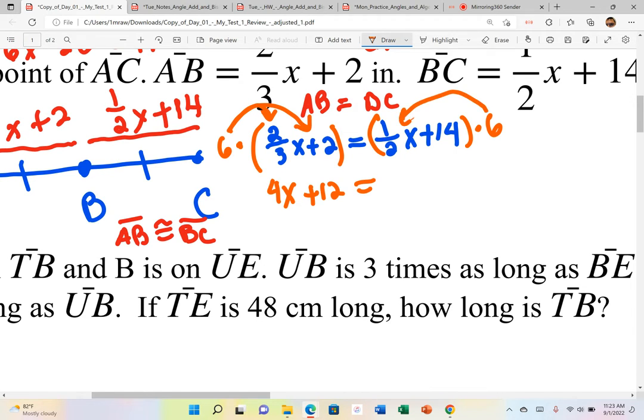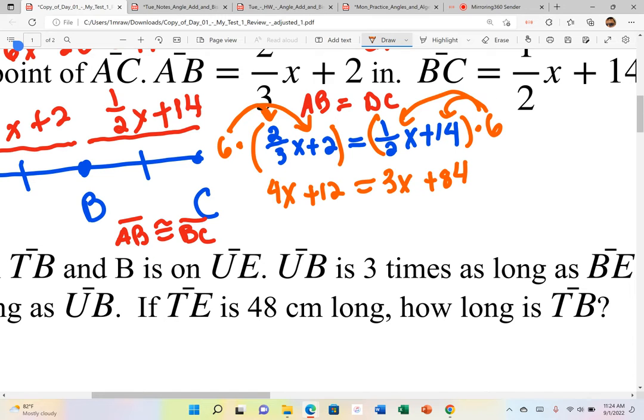Distribute this 6. 6 times 1/2 is 3, so that's 3x. 6 times 14 is, let me see, 24, 84. Okay? From here, it's simple. There's no more fractions, right? It's just whole numbers. Okay?